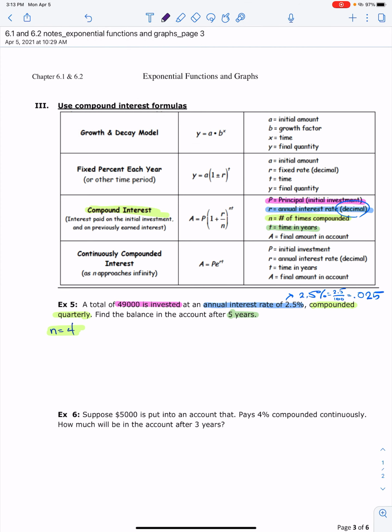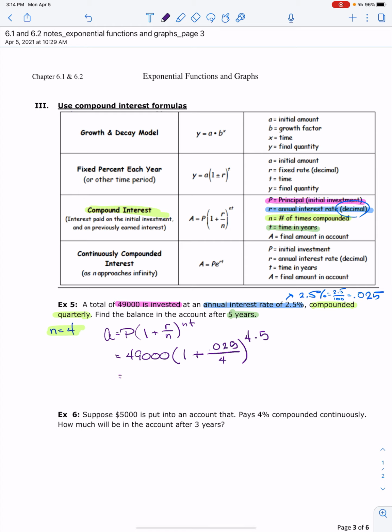And so I am using the compound interest formula. The amount is going to be P times the quantity 1 plus r over n, all raised to the nt. Our principal is $49,000. 1 plus that interest rate 0.025, divided into 4 equal parts for our 4 compounding periods, all raised to the 4 times 5. Basically, we're calculating this 20 times over the 5 years.